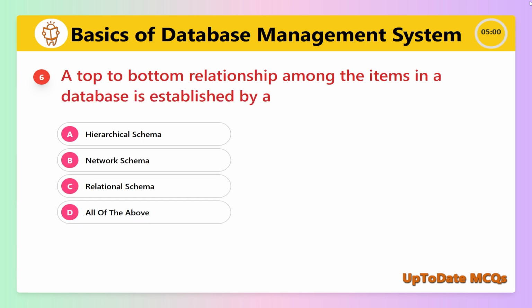A top-to-bottom relationship among the items in a database is established by: A. Hierarchical schema, B. Network schema, C. Relational schema, D. All of the above. The correct answer is option number A, hierarchical schema.